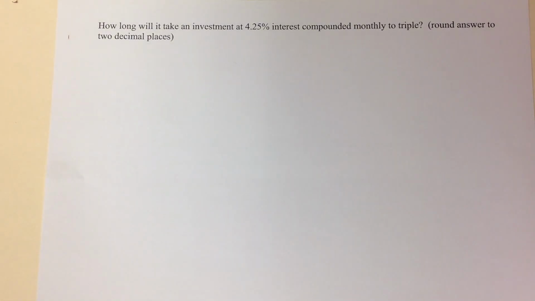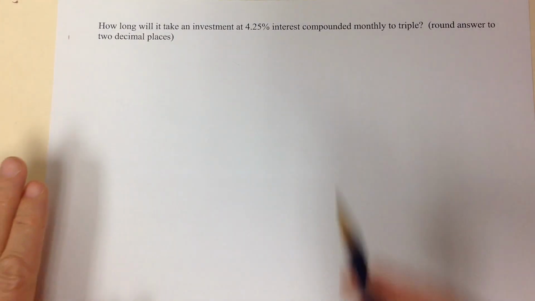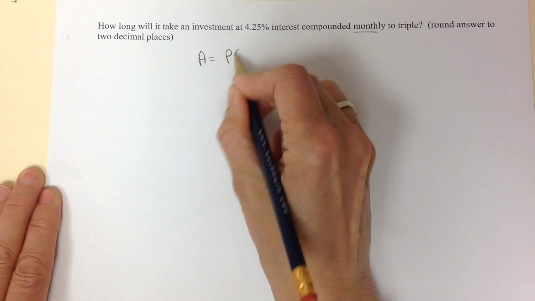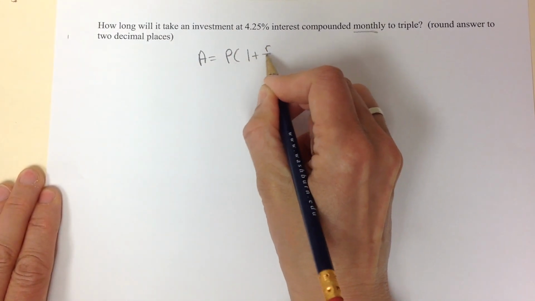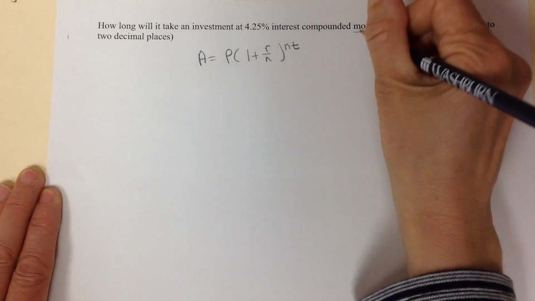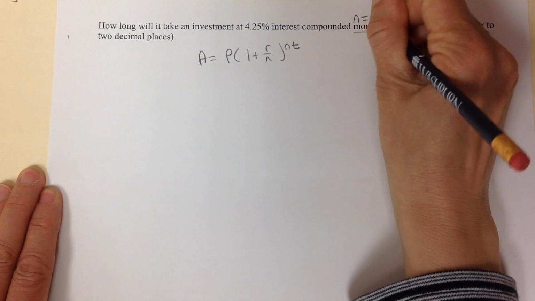The question is, how long will it take an investment at 4.25% interest compounded monthly to triple? Okay, compounded monthly means I need this formula: A equals P times (1 plus R over N) to the NT. Monthly means N is going to be 12.